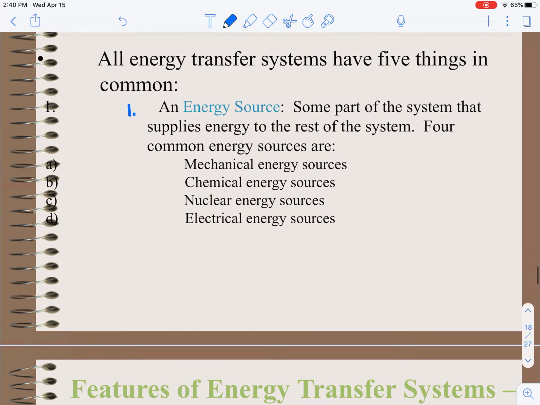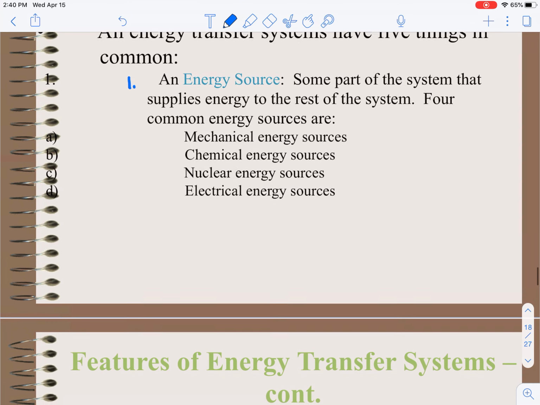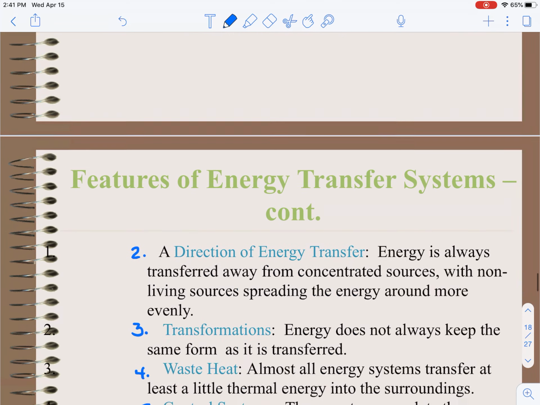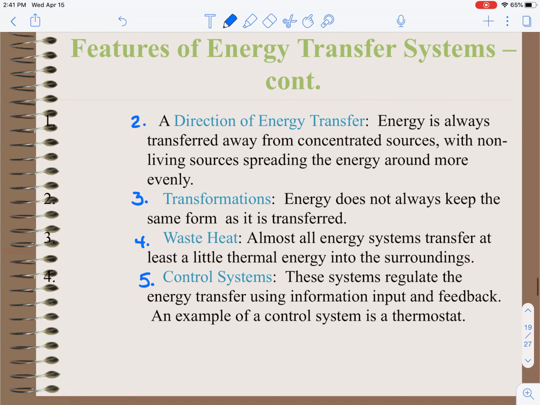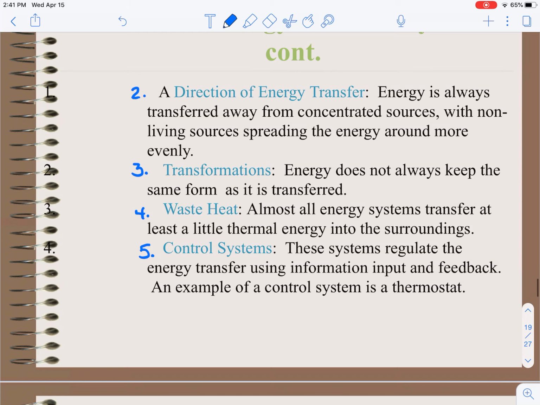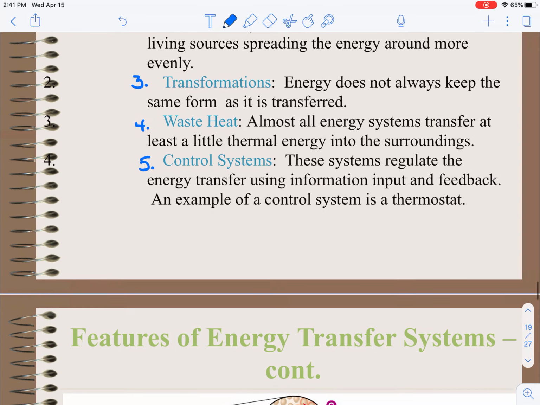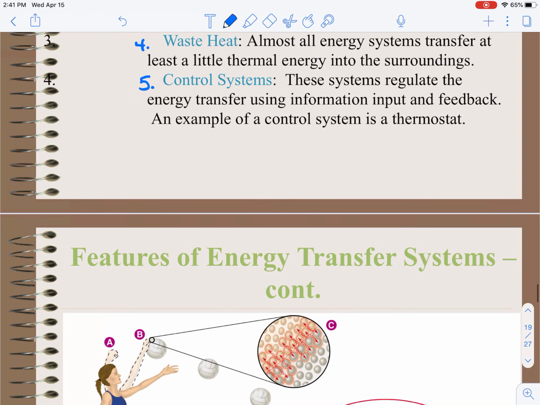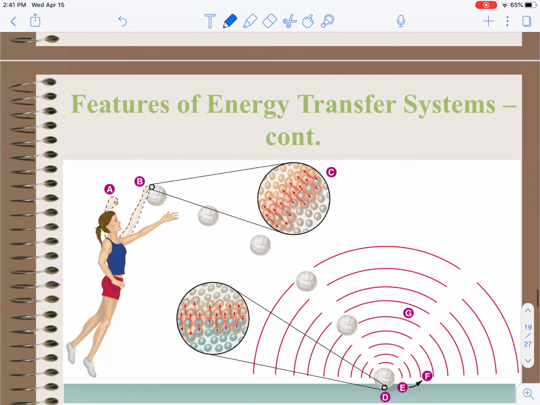So 5 things in common of all of these. There's an energy source, like some chemical, nuclear, electrical, or mechanical source of the energy. There is a direction that the energy is spreading. There is a transformation because it's not always kept at the same kind of energy. Energy can be transferred from one type to another type. There'll always be some waste heat, and often there is some control system that will regulate it or give you information about the amount of energy there.